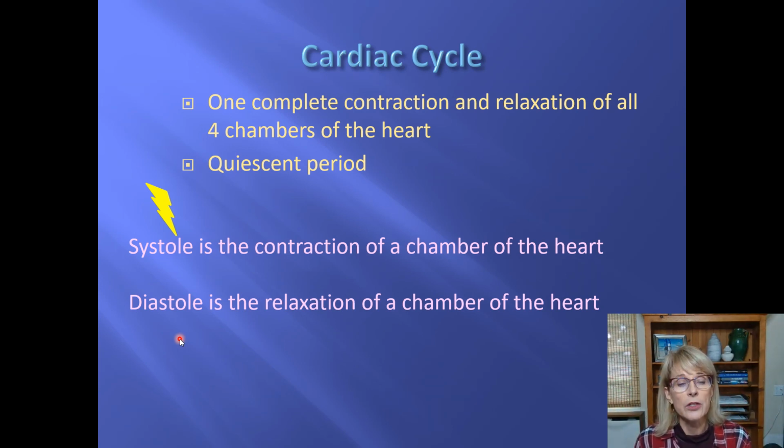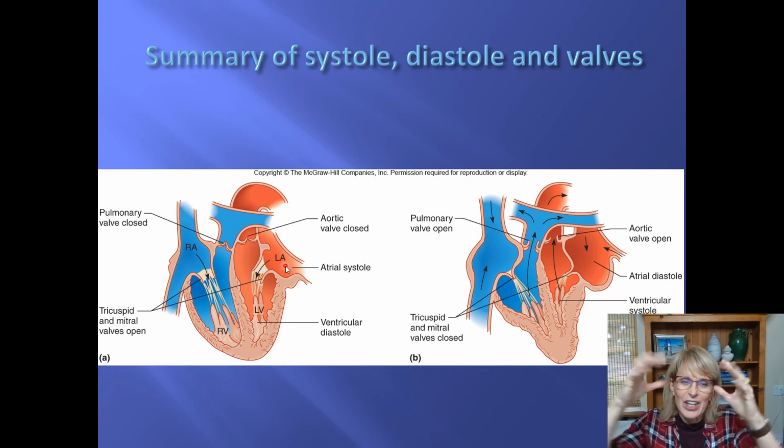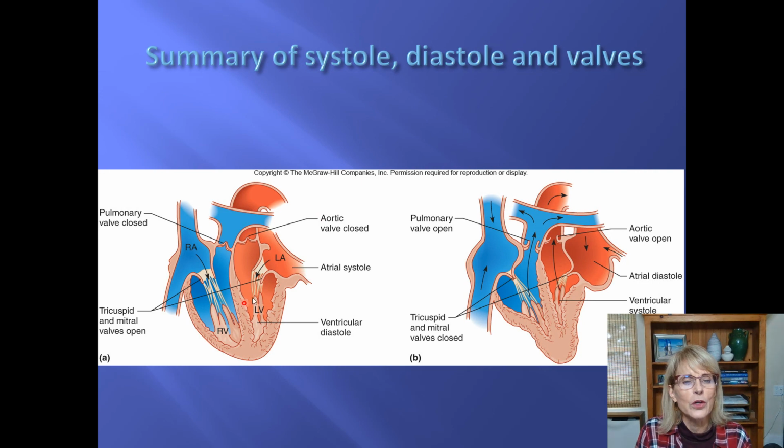Now, it's true to say atrial systole or ventricular systole. However, if you're ever reading in a textbook and it simply says systole, they would like you to assume that they are talking about systole of the ventricles. So, systole and diastole and the valves. Look at how weird and tiny the atria look. That's because they are in systole, they're contracting. And they're contracting so that they can fill the ventricles up with blood.